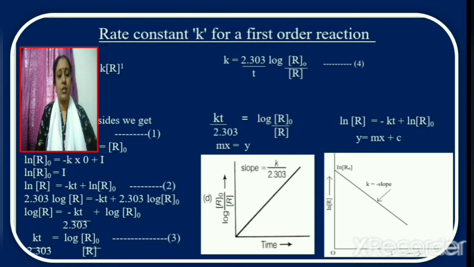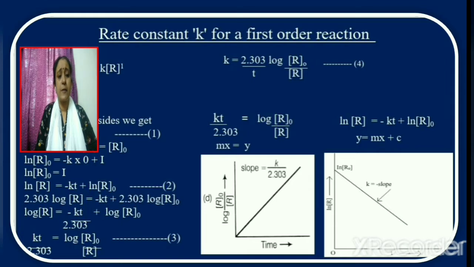For a first order reaction, rate constant K is given as K is equal to 2.303 by t log R0 by R. Let us now discuss the nature of the graph obtained. For that, consider the expression ln R is equal to minus kt plus ln R0. This expression is of the form y is equal to mx plus c, which represents a straight line. So, if a graph is plotted taking time along the x-axis and ln R along the y-axis, a straight line will be obtained. What will be the slope equal to? Slope will be equal to minus k and the intercept will be equal to ln R0.